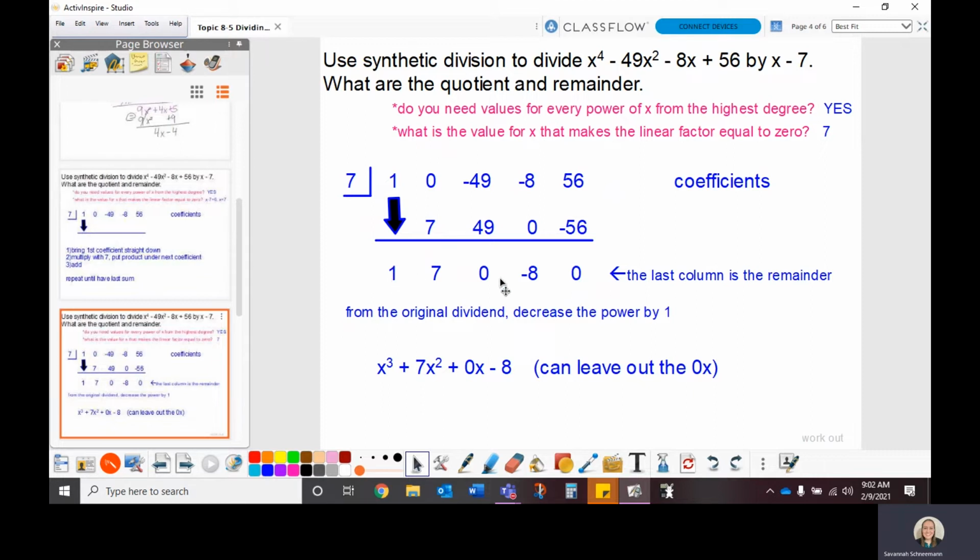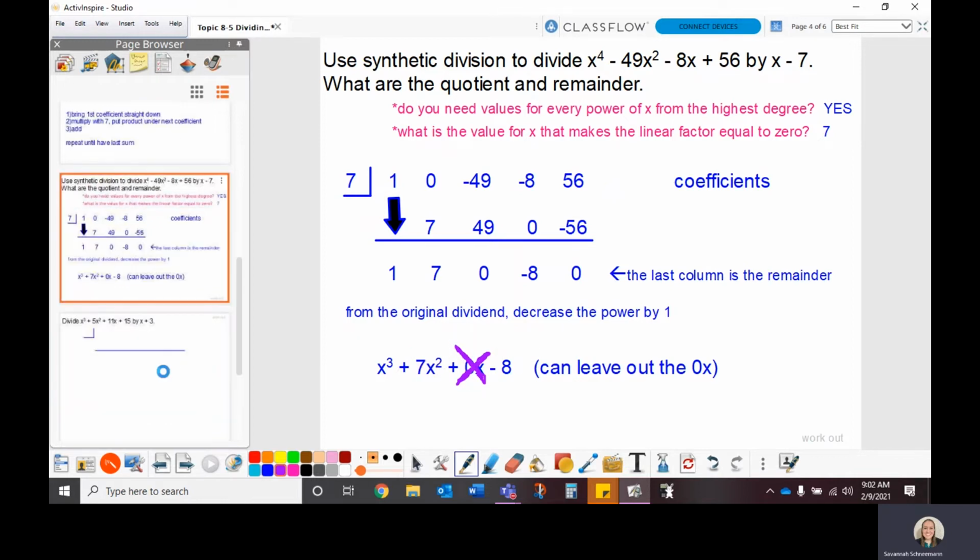So we have, again, these are our coefficients. We have a 1x to the third, 7x squared, 0x, minus 8, and then we have no remainder. In your final answer, you can just leave this 0x out because, again, we don't write anything that's multiplied by 0. So your final answer could actually be x cubed plus 7x squared minus 8.